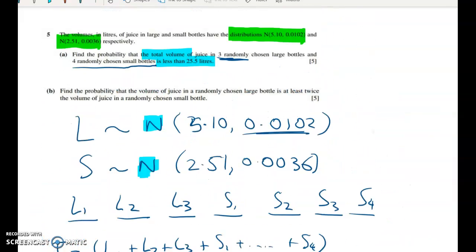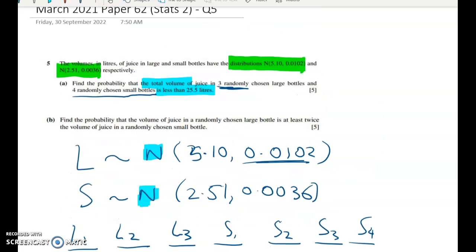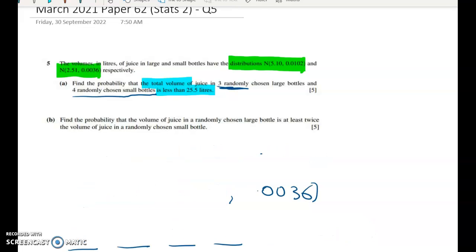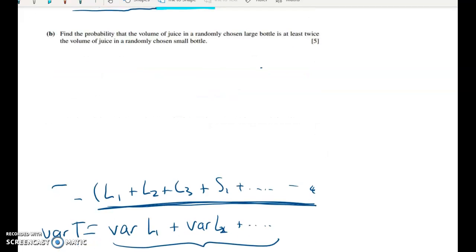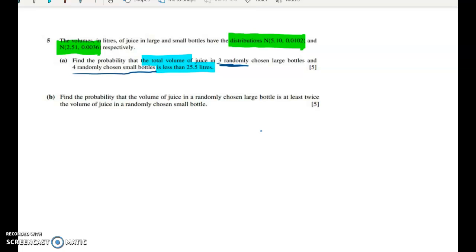Right, so the key thing to get out of that question, again, is that I'm adding up 7 bottles of juice. So my variance is the sum of those 7 variances. In the second question, it's quite a different situation. We're looking at one randomly chosen large juice bottle and another randomly chosen small juice bottle. And we want to figure out the probability that the volume of large bottle juice is at least twice the volume of the small bottle juice.